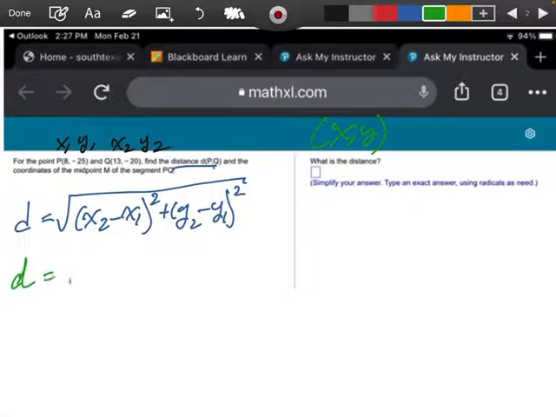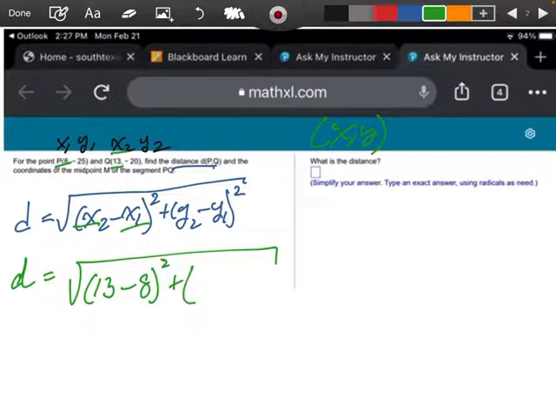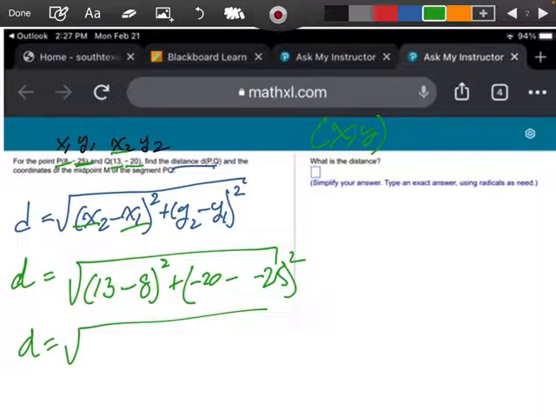All right. So the first thing we're going to do, we're going to go ahead and plug in my x2 number. My x2 number in this case, y'all, is 13. So 13 minus my x1 number, which is 8 squared. Y2 in this case is my number negative 20 minus y1, which is a negative 25 squared. Okay, 13 minus 8 is going to give me 5 squared.